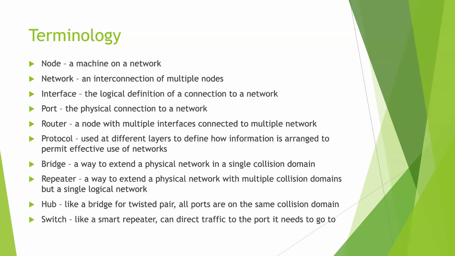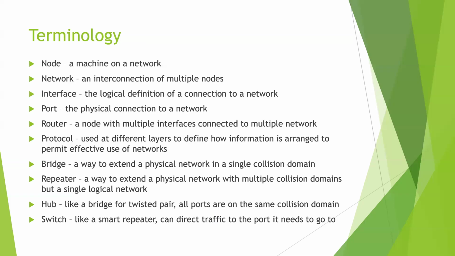A node is essentially some type of machine on a network, okay? A network is basically a connection of nodes, a way that nodes communicate with each other. An interface is the piece or the logical connection point between the node and the network. It may be a physical connection point as well as a logical connection point. The port is going to be, well, the port is that physical connection point.